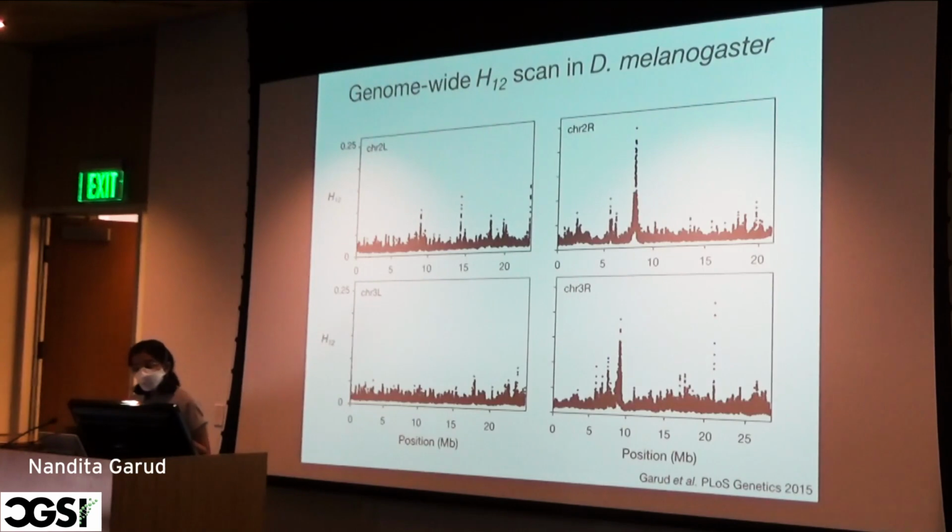And this is what we get. So what I'm showing you is the result of the scan for 4 chromosomal arms on the autosomes. On the y-axis is H12, and on the x-axis is the position in the genome where we're measuring H12. And each dot corresponds to the value of H12 measured in the data. We're measuring H12 in sufficiently large windows.